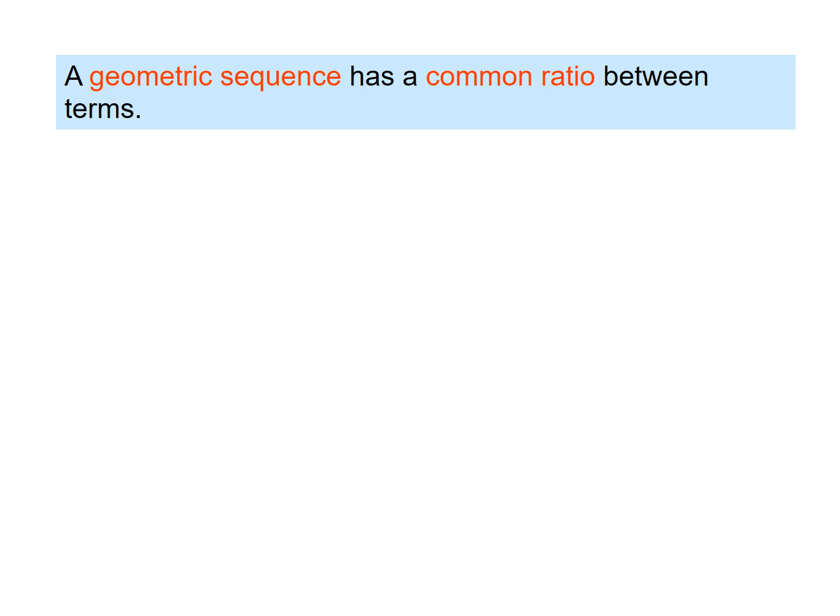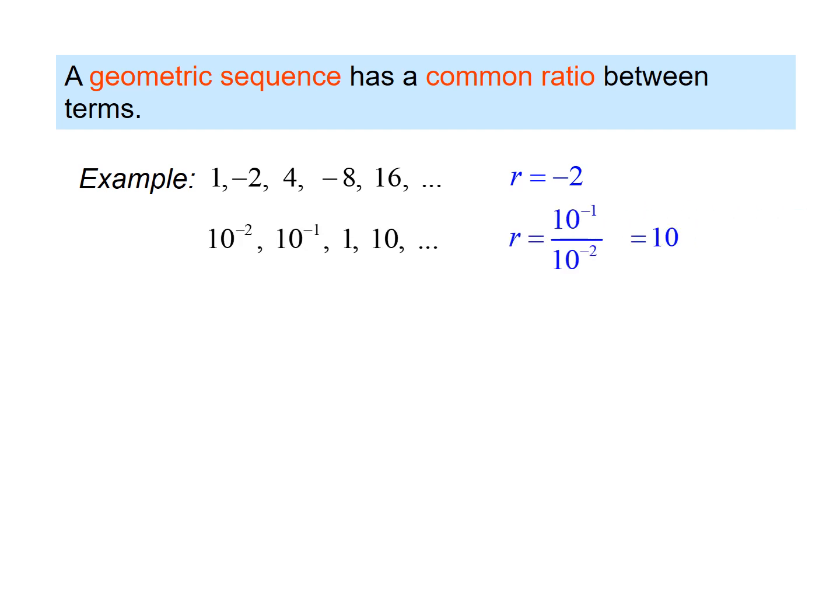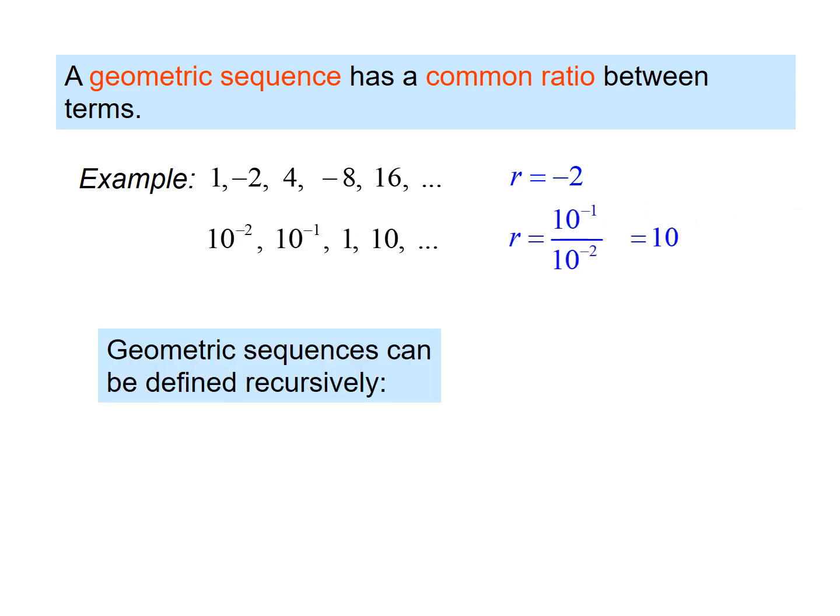A geometric sequence has a common ratio, meaning you multiply by the same thing each time. In this case, we multiply by -2, we say r equals -2. Multiply by 10, r equals 10. And we can define these recursively by taking each term multiplying by the common ratio, or explicitly, we have the first term times the common ratio to the power of n minus 1 because we've multiplied by r n minus 1 times.